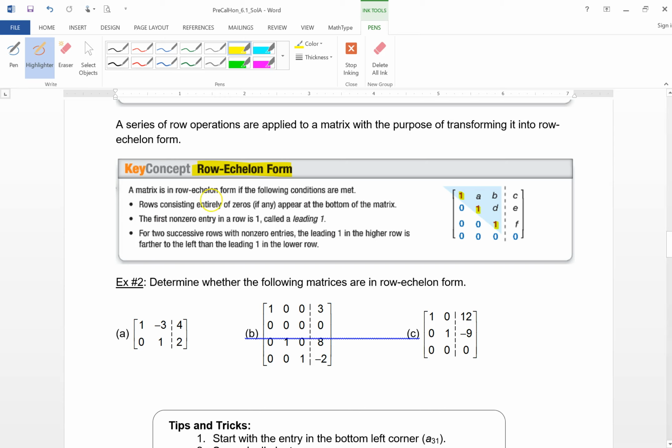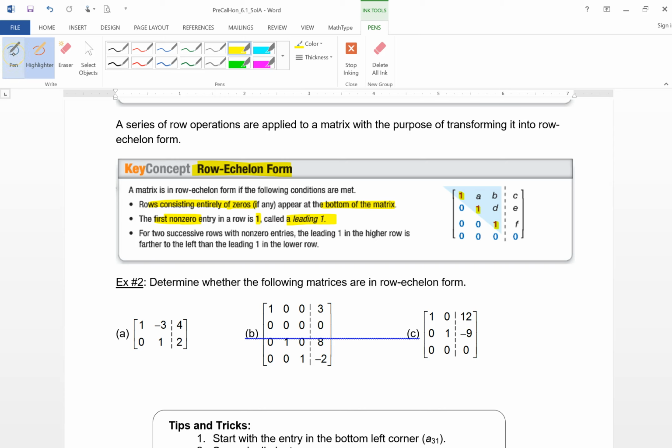Okay? But basically, what are the specifications to figure out whether something is in row echelon form? Rows consisting entirely of zeros appear at the bottom. So here you have a full row of zeros. You always have to put that at the bottom. The first non-zero entry is a 1, called a leading 1. And then for two successive rows, the leading 1 of the higher row is to the left. So basically it just looks like that. Okay, you just have to have an upper triangle.